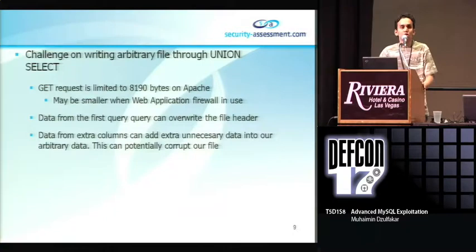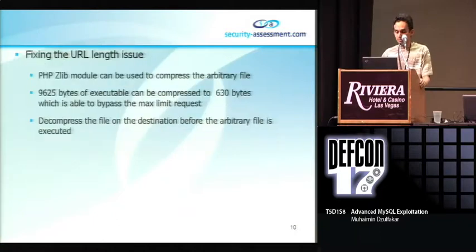If the application does not support stack query, the only method to write a file is through union select. Here are some challenges in writing an arbitrary file through union select. First, the GET request limits us to only up to 8,190 bytes on Apache. Also, data from our first query can overwrite our file header. The last one is that data from the extra columns can add unnecessary data into our arbitrary file, and this can potentially corrupt our file. I'm going to explain in detail how we can fix all these issues.